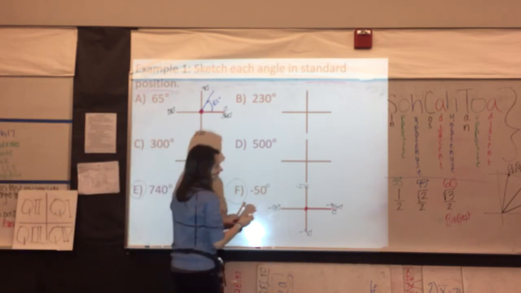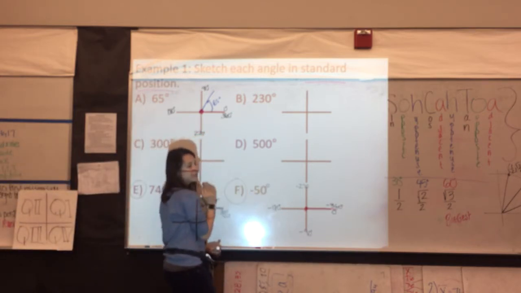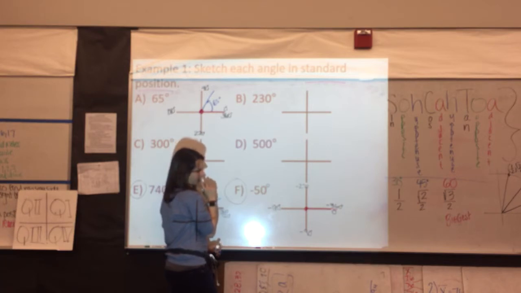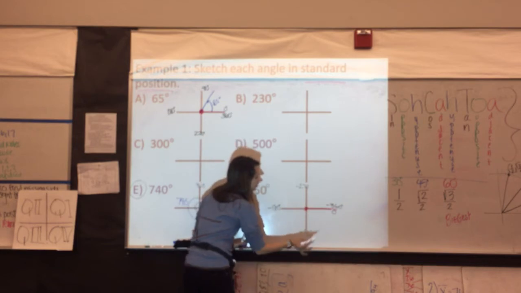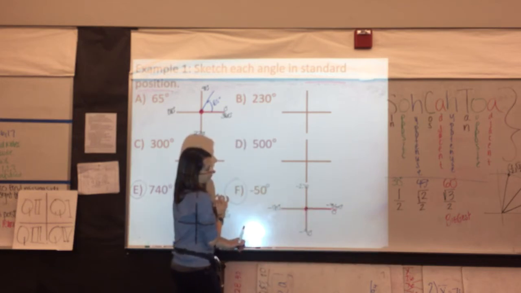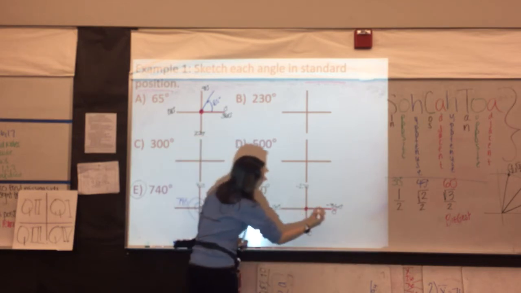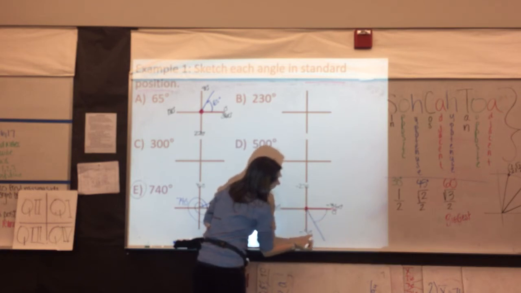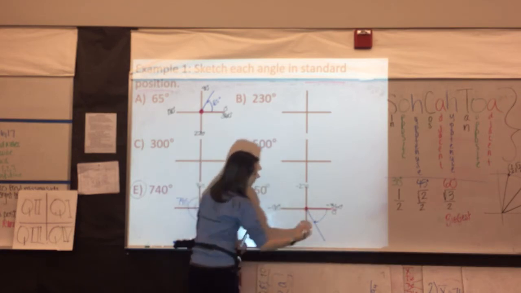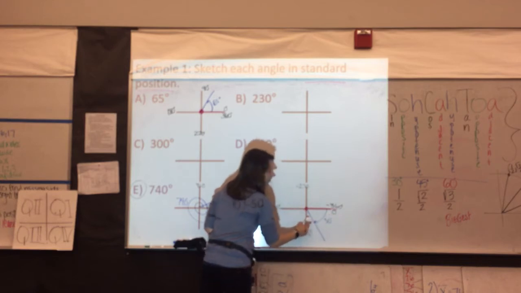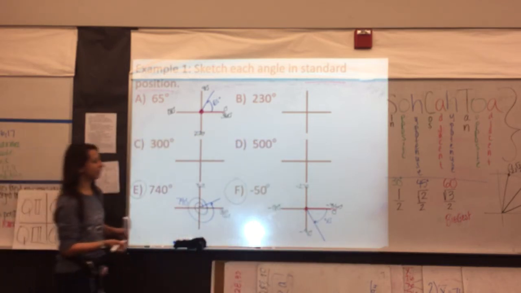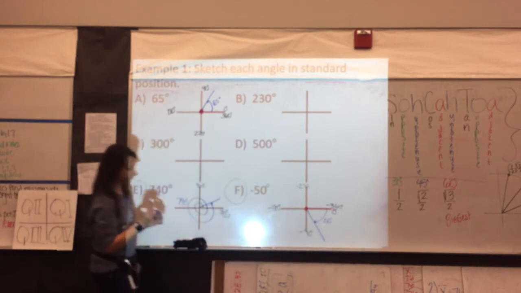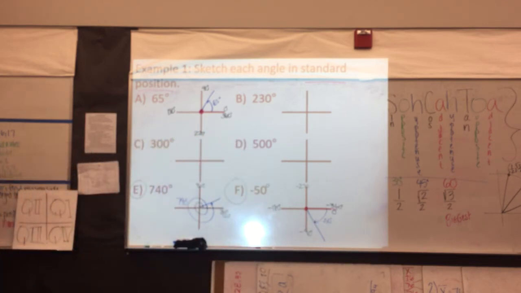Okay, so what quadrant is negative 50 going to be in? 4, because it's between 0 and negative 90. Is it closer to negative 90 or 0? Closer to 90. Okay, barely. And then I put my arrow pointing that way this time. Oh, I should put my negative on there. Bam. And that's it. Not so bad?